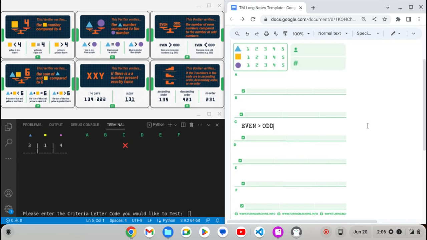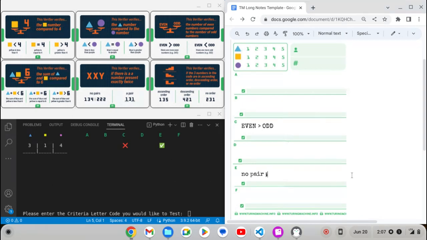Okay, so because we do have at least 2 evens, I'm going to test criteria card E and see if we have a pair or not. So let's go ahead and test criteria card E. Okay, so the Turing machine approves of my proposal. Notice that I do have 314. All the digits are actually different. There are no pairs, and it agrees with that. So that's what I'll write down in my notes for section E, that we have no pair.